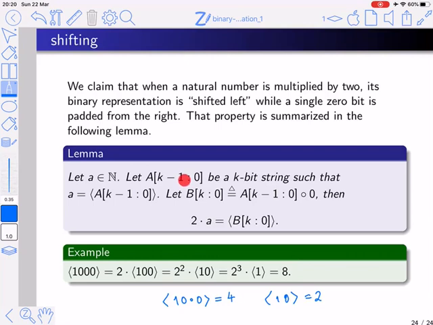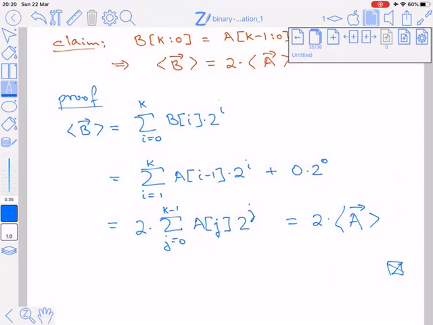What does the lemma say? The lemma says that if I have a string A, which is a k-bit string, and it represents the number lowercase a, and B is obtained from A by shifting A to the left by 1 position and padding a 0, then the number that B represents in binary representation is twice the number that A represents. Let's prove it.